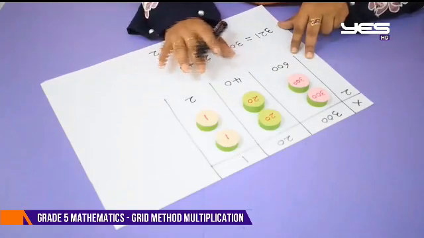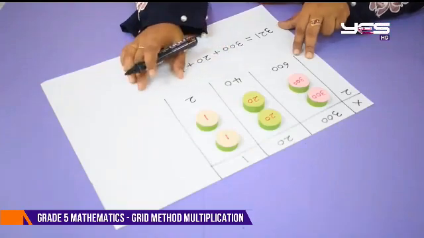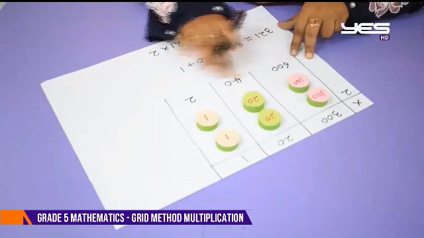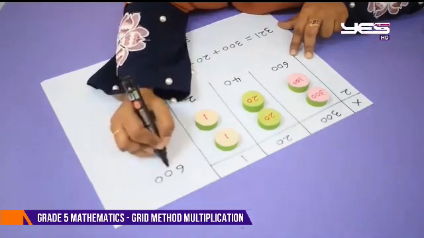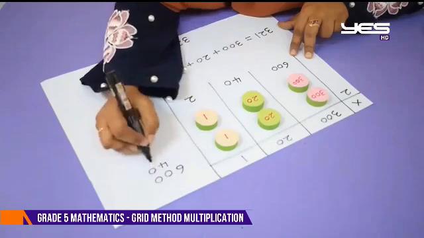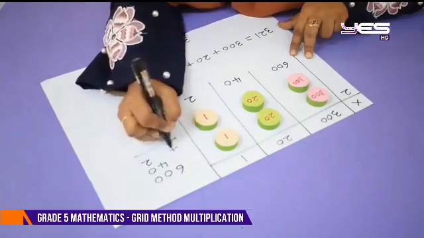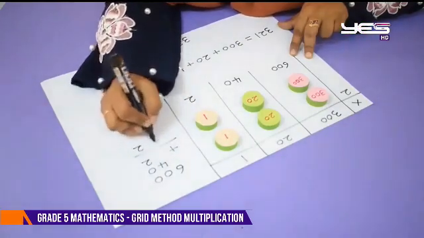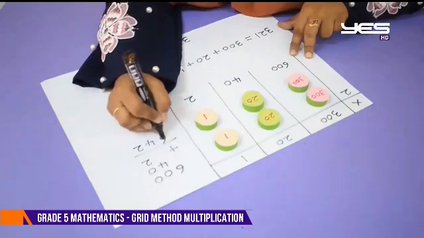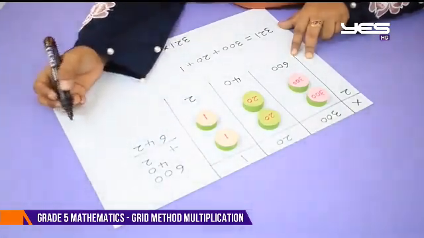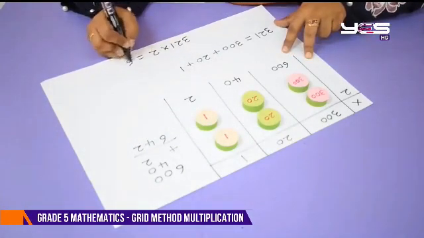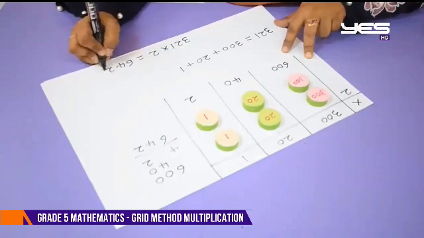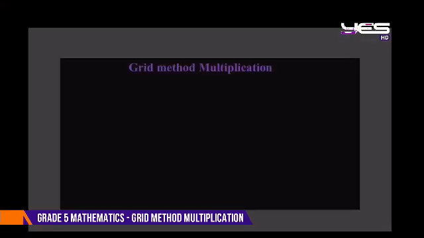The next step is, what is the next step, children? We need to add these 3 numbers, right? So let's add this. 642. So that will be 2, 4, 6, right? So what is our product, children? 642. Our product is 642.